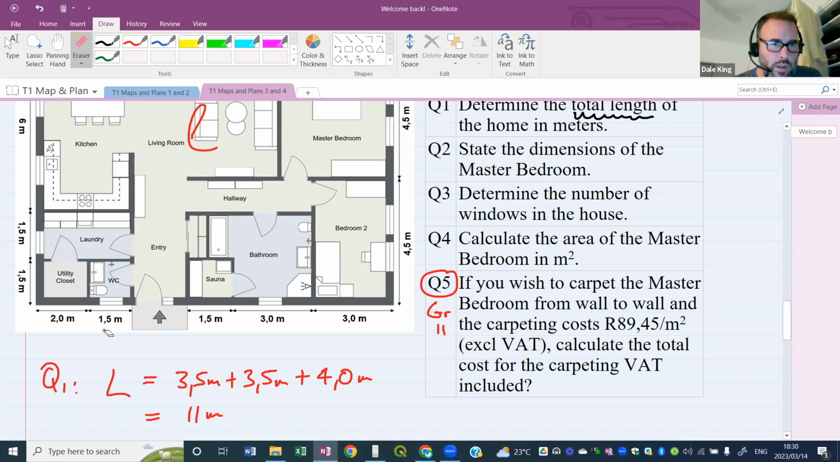We could do the bottom as well. If you look at the bottom, we've got 2, 1,5. Oh, yeah, these numbers are not correct. This needs to be 0,5, 0,5, Thokozile says, and not 1, using a ruler on the screen.